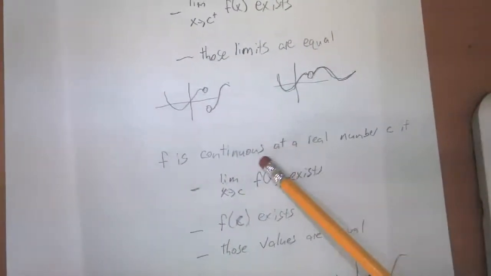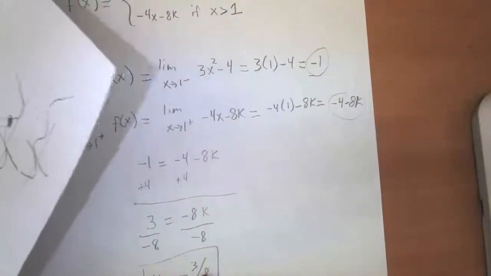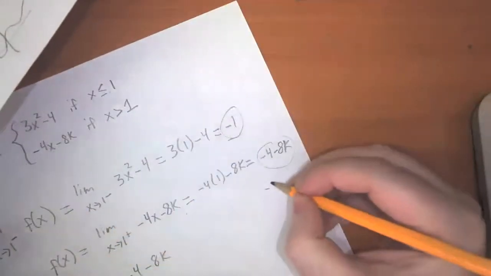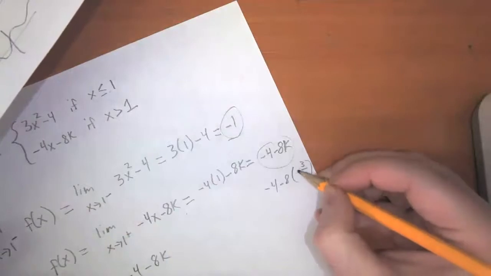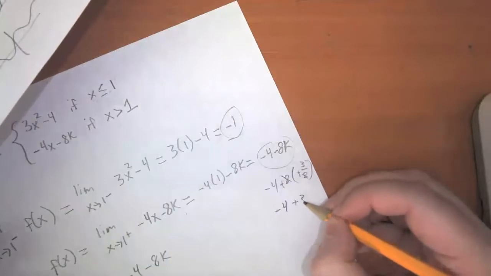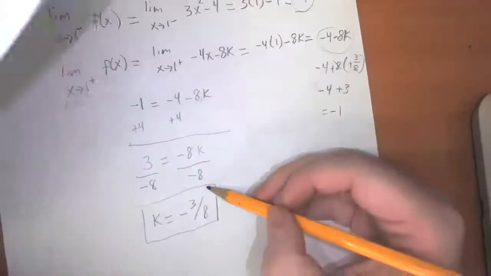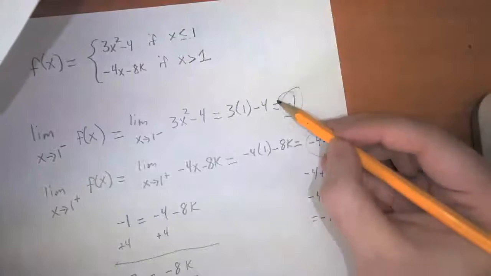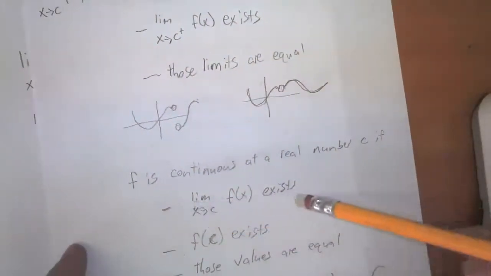So in order for f to be continuous at 1, the limit as x approaches 1 of f of x has to exist. So that's true. When k is equal to negative 3/8, then this is equal to negative 4 minus 8 times negative 3/8. The negatives cancel each other out. The 8s cancel each other out. You've got negative 4 plus 3, which is equal to negative 1. All right. So when we have this specific value of k, our limit from the negative side of negative 1 is equal to our limit from the positive side of negative 1. So the limit as x approaches 1 of f of x does exist.